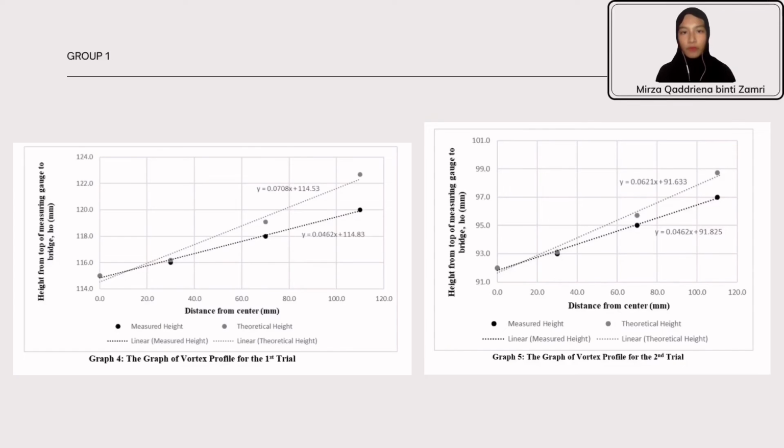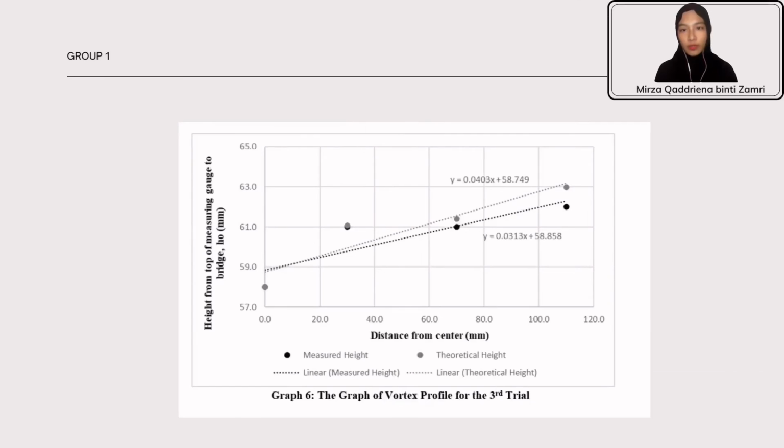From graphs 4, 5, and 6, it's shown that if the distance from the center increased, the height also increased. Graphs 4, 5, and 6 show the vortex profile for each trial. As in graphs 4, 5, and 6, the measured slope gradient of the first, second, and third trial was 0.0462, 0.0462, and 0.0313 respectively, while the theoretical slope gradient was 0.0708, 0.0621, and 0.0403.